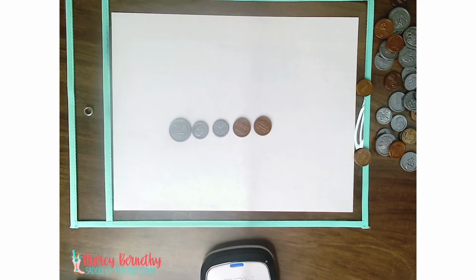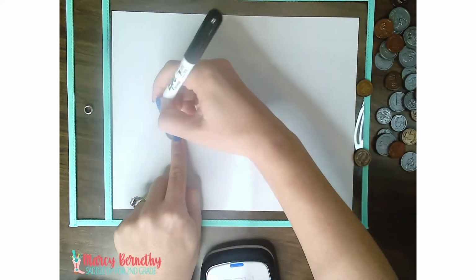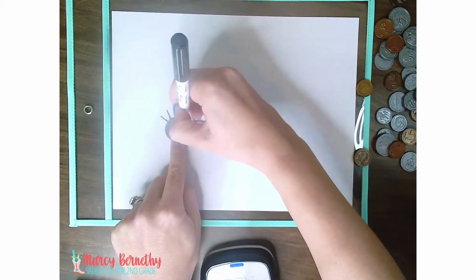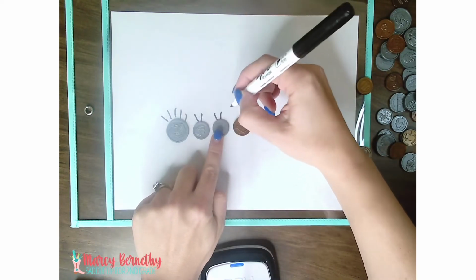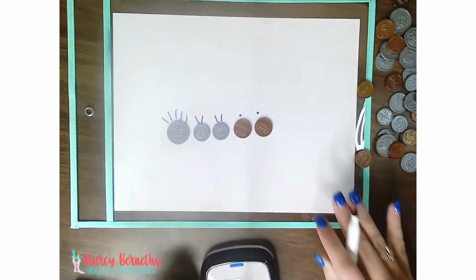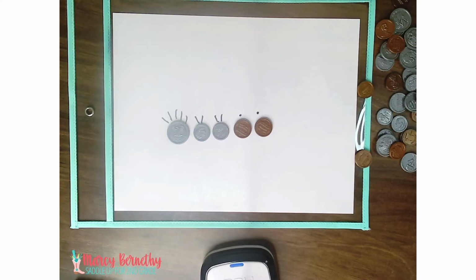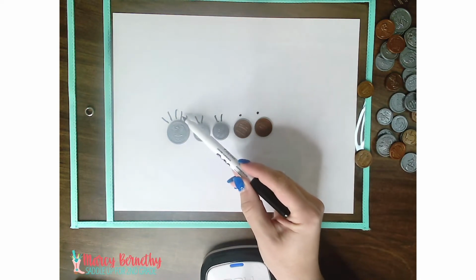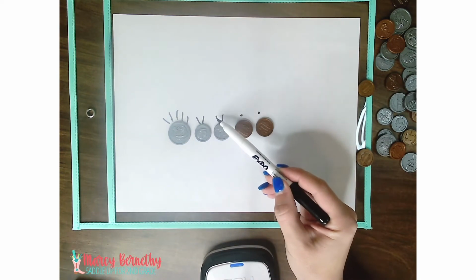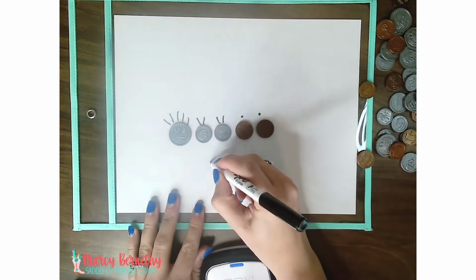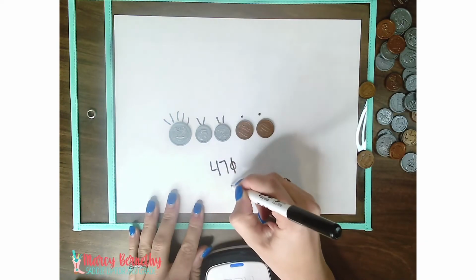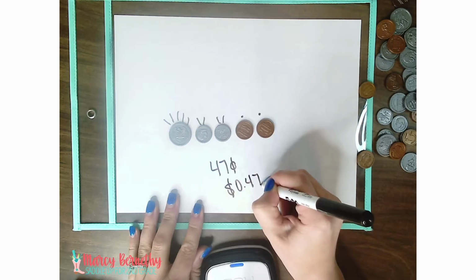Remember, with hairy money, each hair is worth 5 cents. So this is a quarter. So it would be 5, 10, 15, 20, 25. We've got 2 dimes. So 5, 10, 5, 10. And then we have 2 pennies that are going to get dots. Then they would skip count to find the total value. 5, 10, 15, 20, 25, 30, 35, 40, 45, 46, 47. Then you could have them write the value 2 different ways.